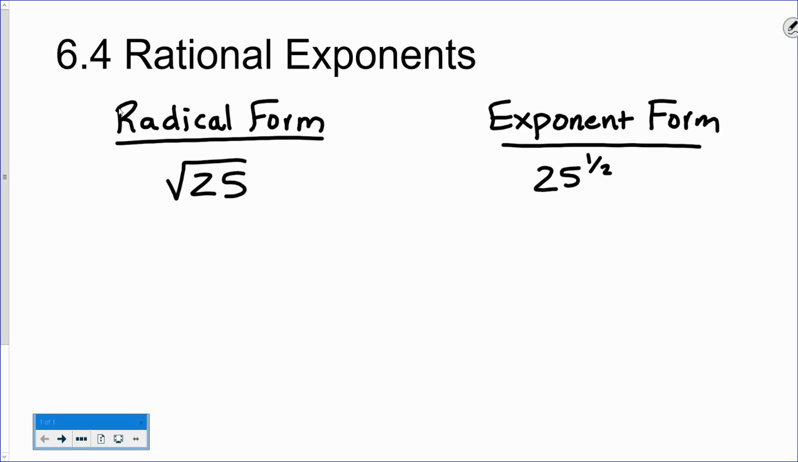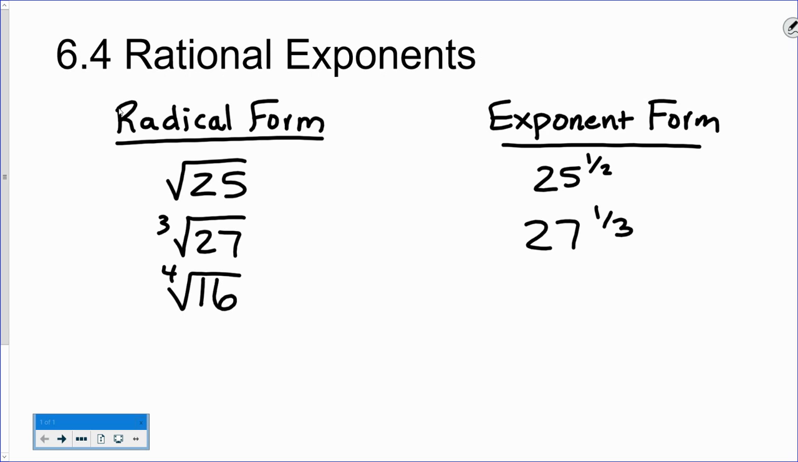If I have a cube root of 27, that would be 27 to the 1/3 power. If I have a fourth root of 16, that is 16 to the 1/4 power. Okay, so hopefully you're catching on that if it's a square root, my denominator is a 2. If it's a cube root, the denominator is a 3. And a fourth root, the denominator is a 4.